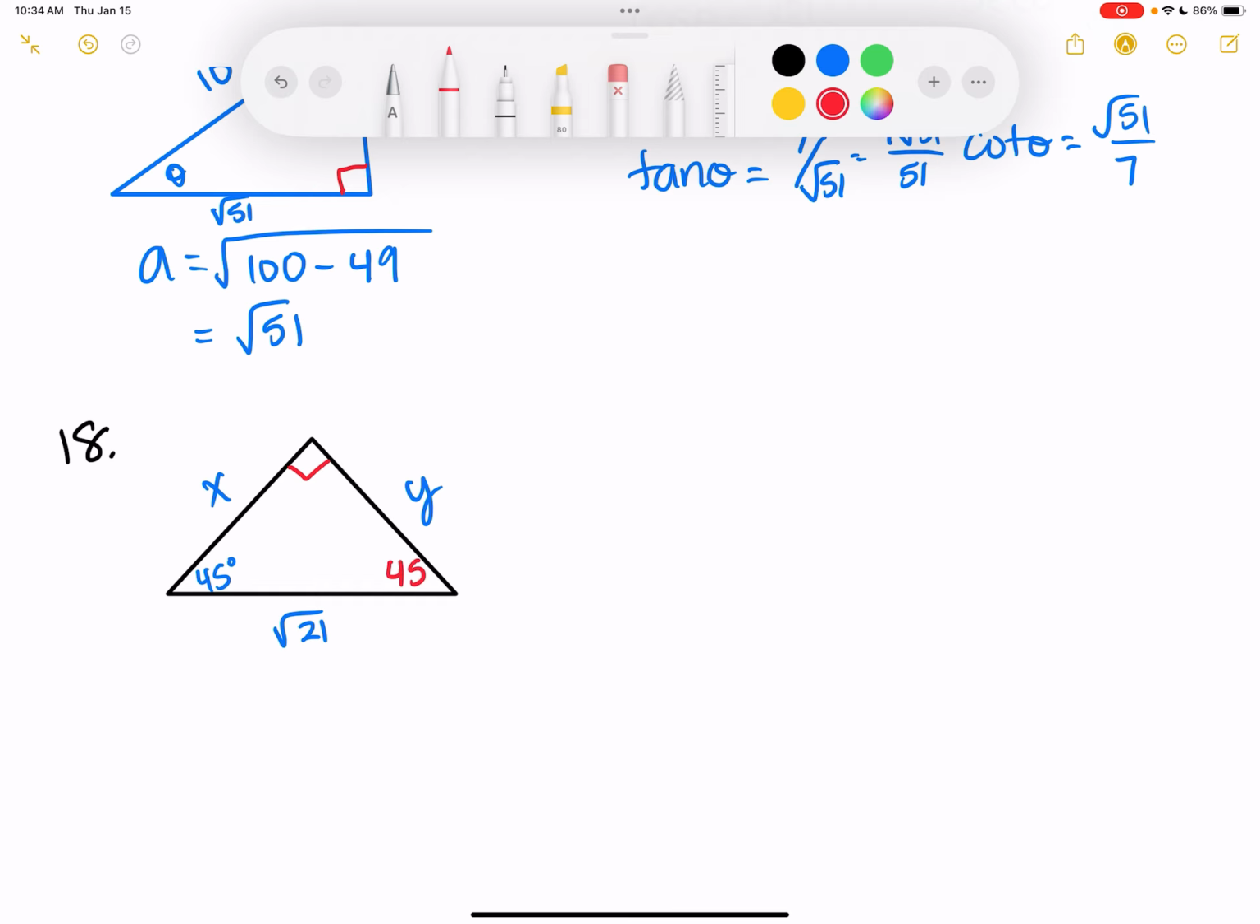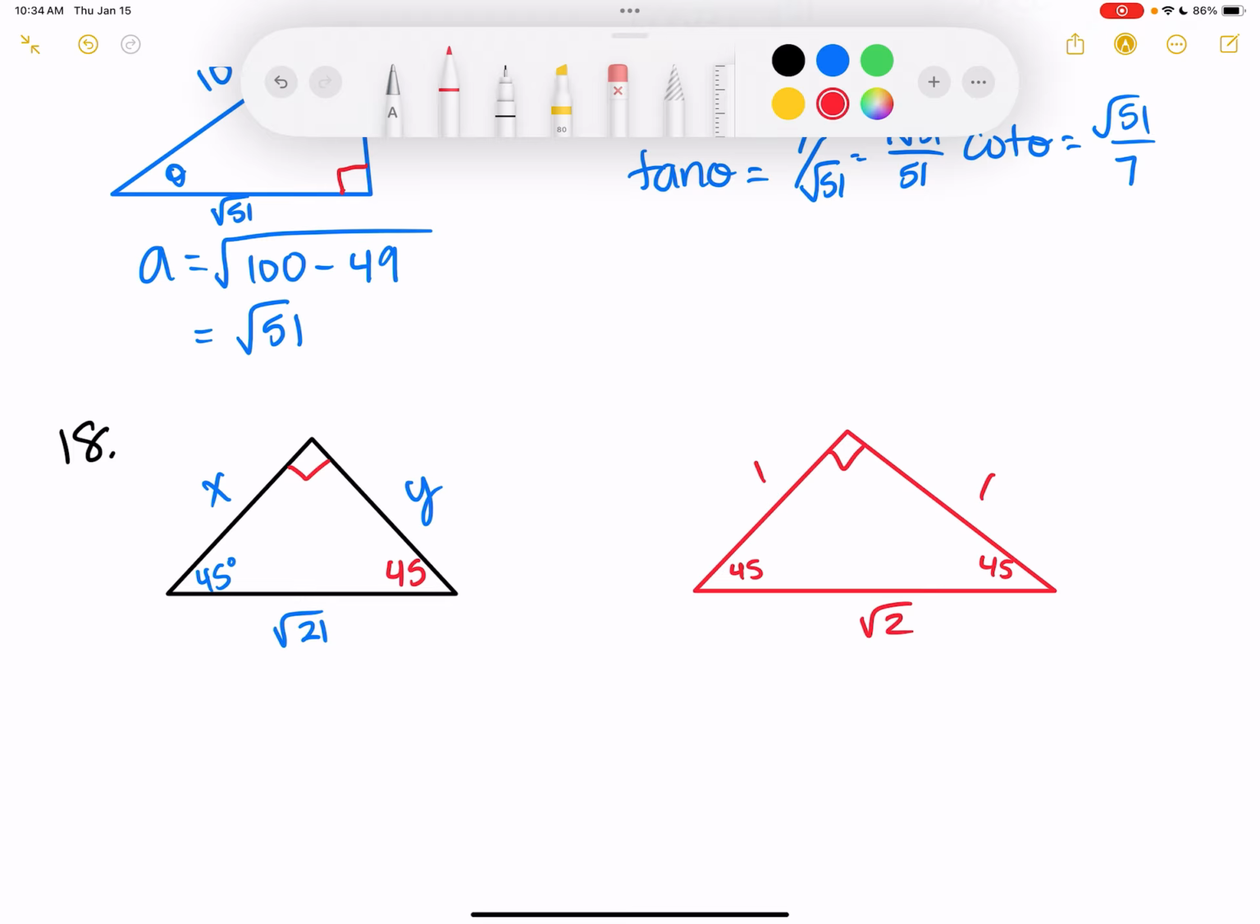So, okay, let's do this as a refresher. I'm going to draw it the same way as that one, so that way we can see it. So this is 45, this is 45. A special triangle that's 45, 45, 90 has side lengths that are as ratios 1, 1, and root 2.